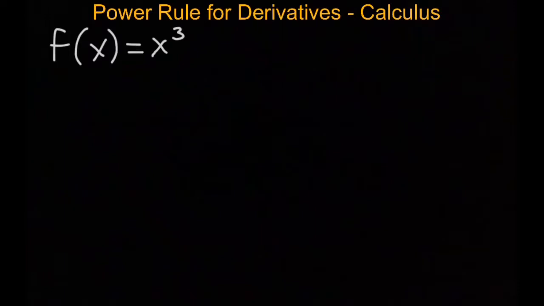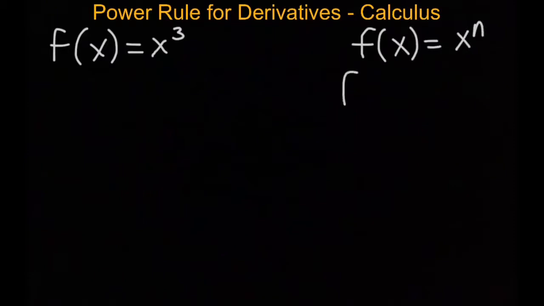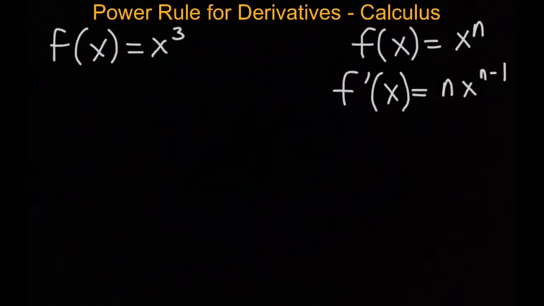So here's the formula for these types of questions. F of x equals x to the power of n, and the derivative of that, f prime of x, equals n times x to the power of n minus 1. And n is a constant. Now we know the formula, let's work with the question so we can have n as a number.